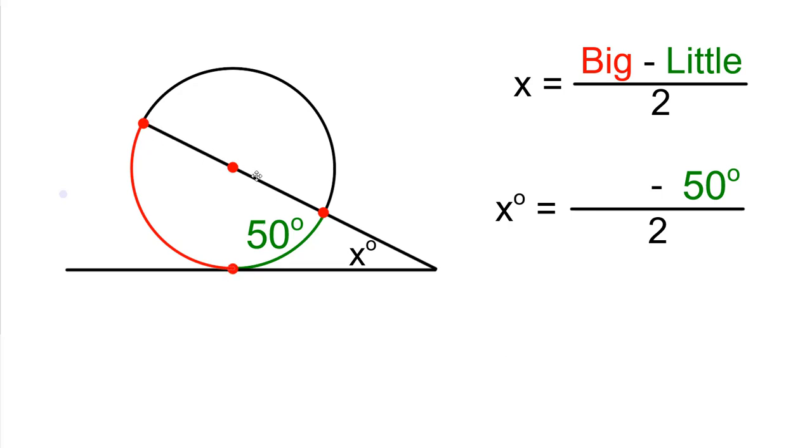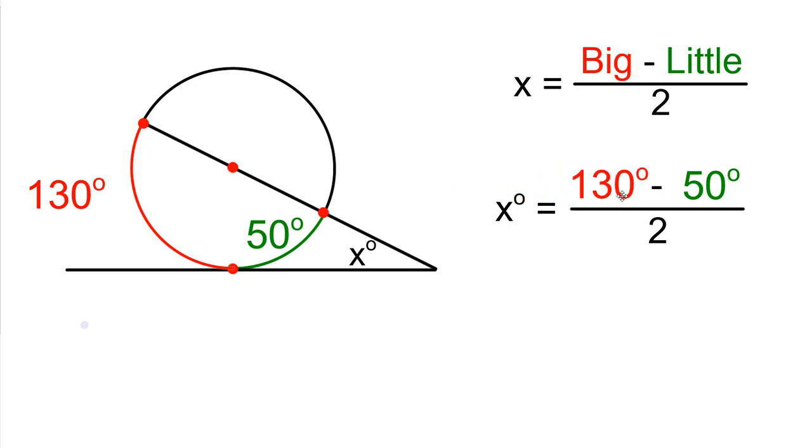One thing you might notice is that this chord here actually goes through the center. So this secant line goes through the center, which is actually a diameter, meaning it gives us a semicircle. So it's 180 degrees up top, and it's also going to be 180 degrees on the bottom. So 180 minus 50 is going to leave us with 130 degrees on this side. So our big angle is 130.